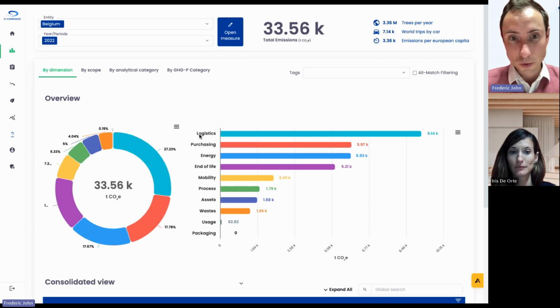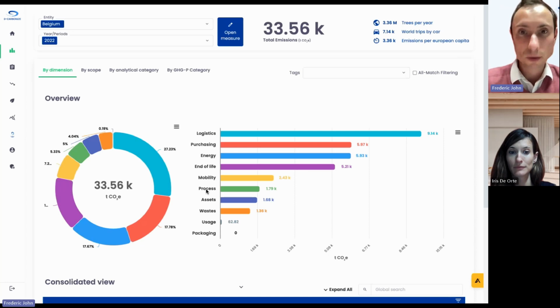We measure logistics flows, purchasing, energy, end of life, mobility, process, that would be, if you remember, the chemical reactions or all the greenhouse gases that are produced without the combustion of fossil fuels. So for example, that would be fluorinated gases. You know, when you have a leak in your air conditioning, well, this gas is very damaging for the atmosphere, for the environment, and we count them in this category. Asset, waste, usage, and packaging.